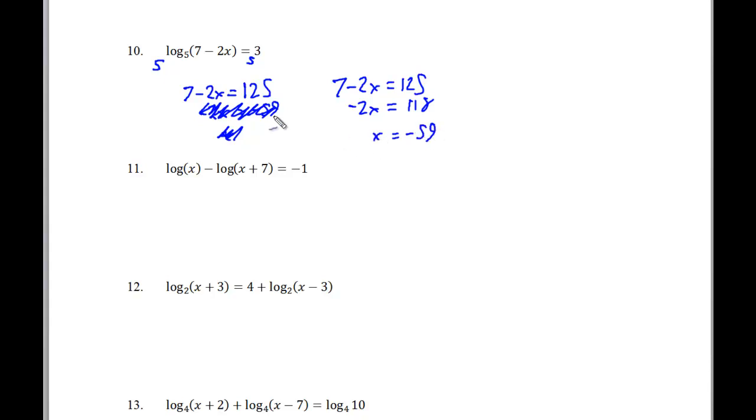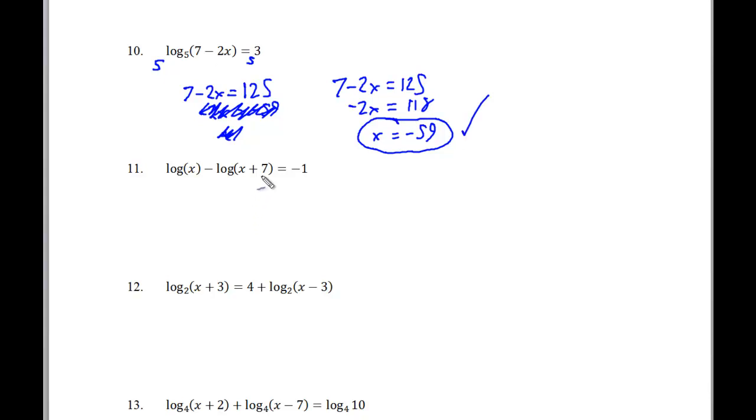Now, I've said before that the domain of the log has to be greater than 0. And here I have a situation where x is equal to -59. If I plug the -59 back into this equation, though, what I get is my positive 118, and then that positive 118 and the 7 make 125. Since plugging my negative x back into my log makes it positive, this is an okay answer.